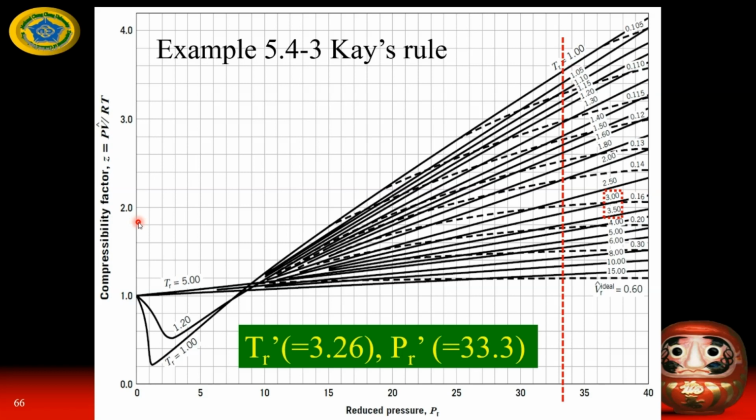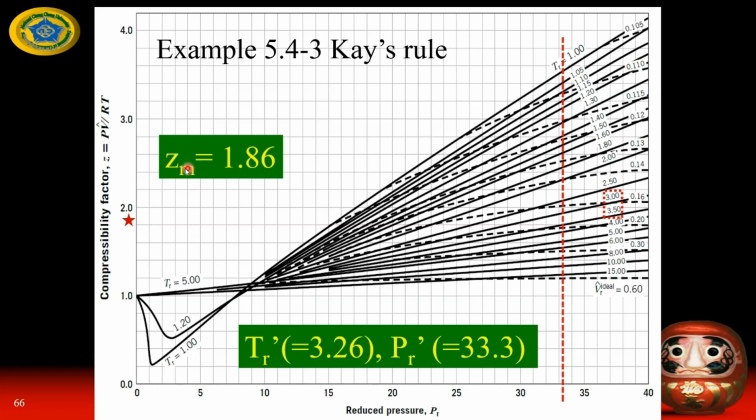In your final exam, if you tell me this is 1.8, that's not correct. If you tell me it's 1.82, wow, I might give you points. If you say this is 2.0, no, you are wrong. The true answer is 1.86. If you tell me between 1.82 and 1.88 or 1.9, that's okay, because we know the Kay's rule is an approximate value, not an exact value.